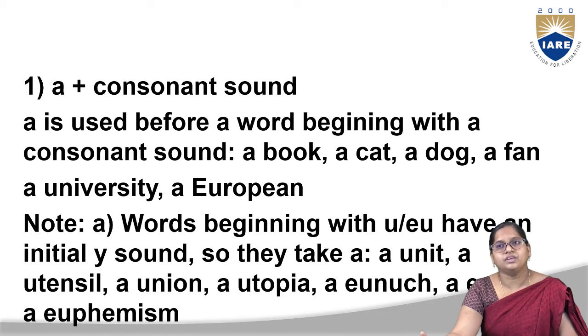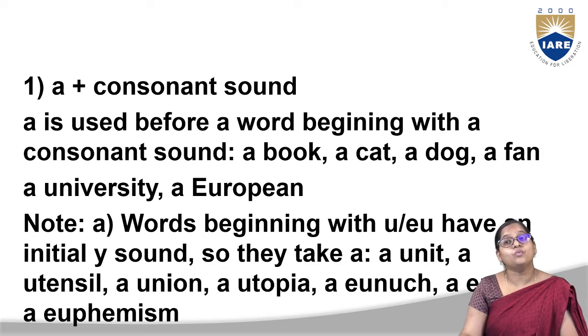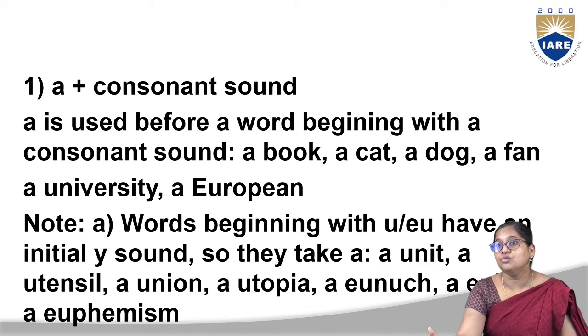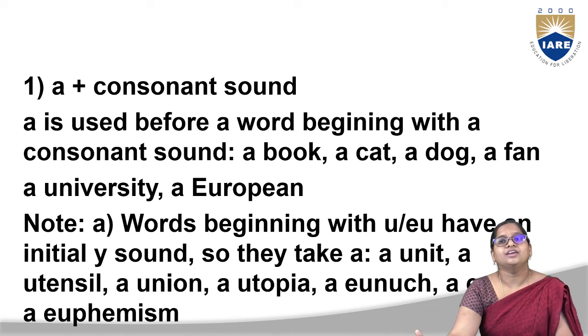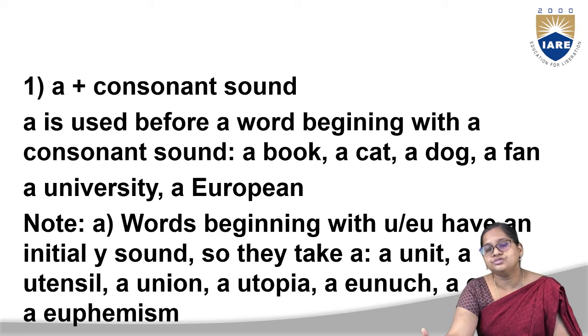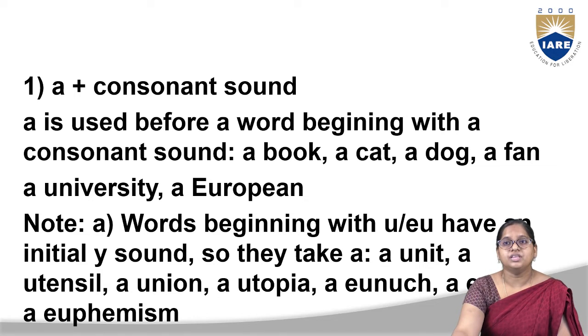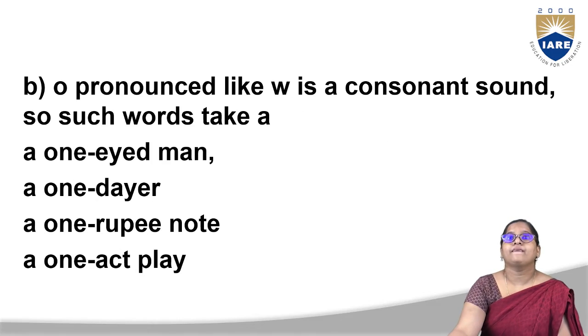So words beginning with U or EU have an initial Y sound. So they take a: a unit, a utensil, a union, a utopia, a eunuch, a eulogy, a euphemism. So these words will take the indefinite article a but not an.